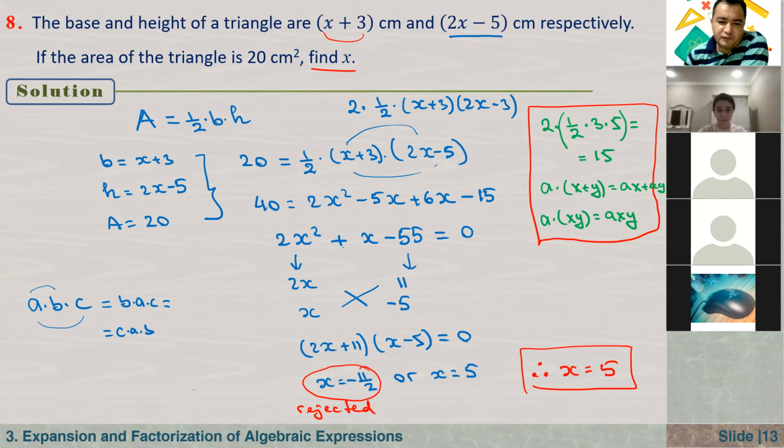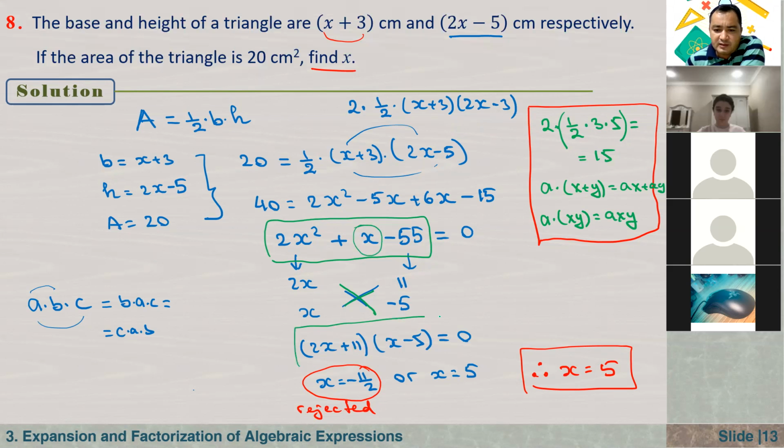Well, we practice a lot of questions to do this one, right? If I have an ordered expression, how do we factorize it? The coefficient of x squared is 2, so I can factorize it as 2x times x. Also, this constant negative 55, I should factor in such a way that when we cross multiply, the sum should give us this middle term. Then we can factorize it like this.